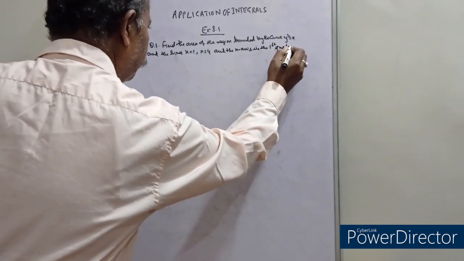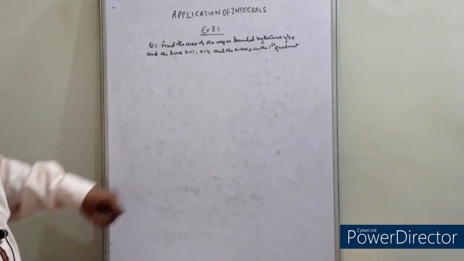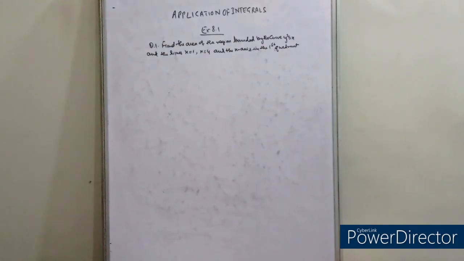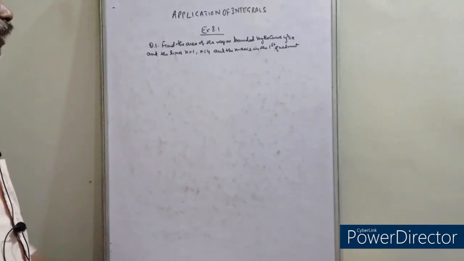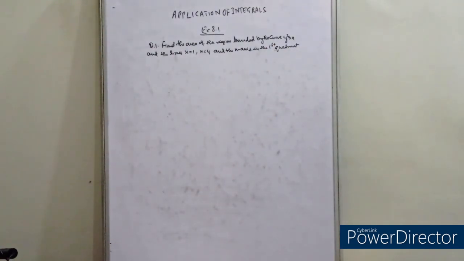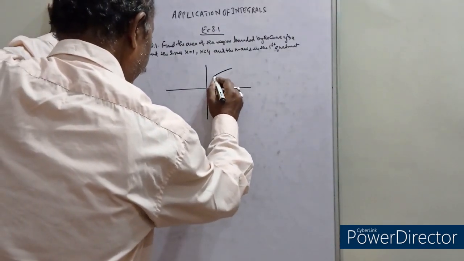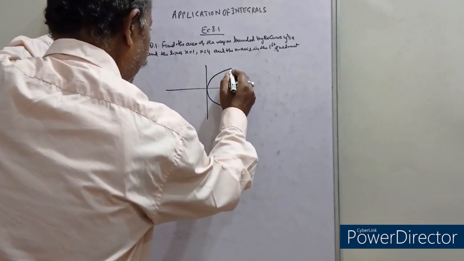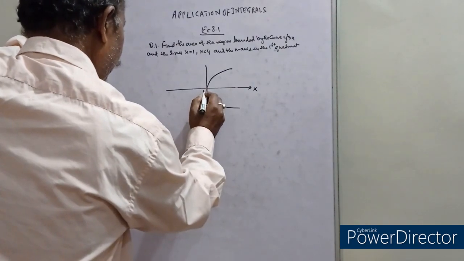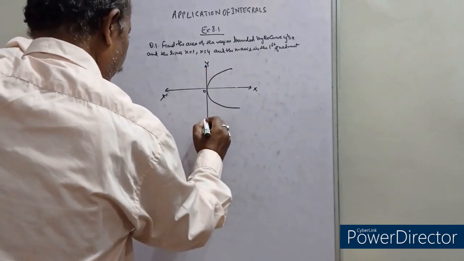So here, you must have the knowledge of these graphs, then only you will be able to solve this question. In class 11 you have read that y square is equal to x is the equation of a parabola whose vertex is at origin. So this is x, o, x dash, and this is y, o, y dash.